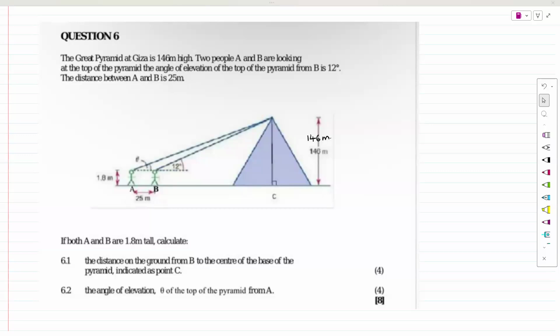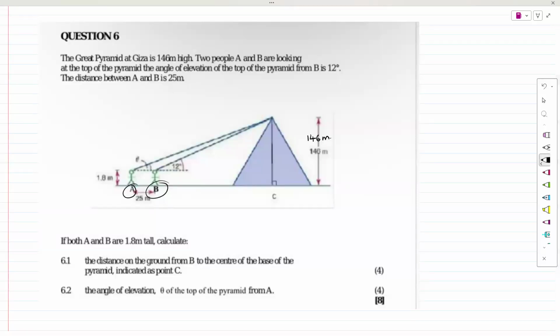Okay, guys, again, I know this question's not very clear. It doesn't seem very easy to deal with either, but it's not as bad as most people would think. The Great Pyramid is 146 meters high. Two people, A and B.